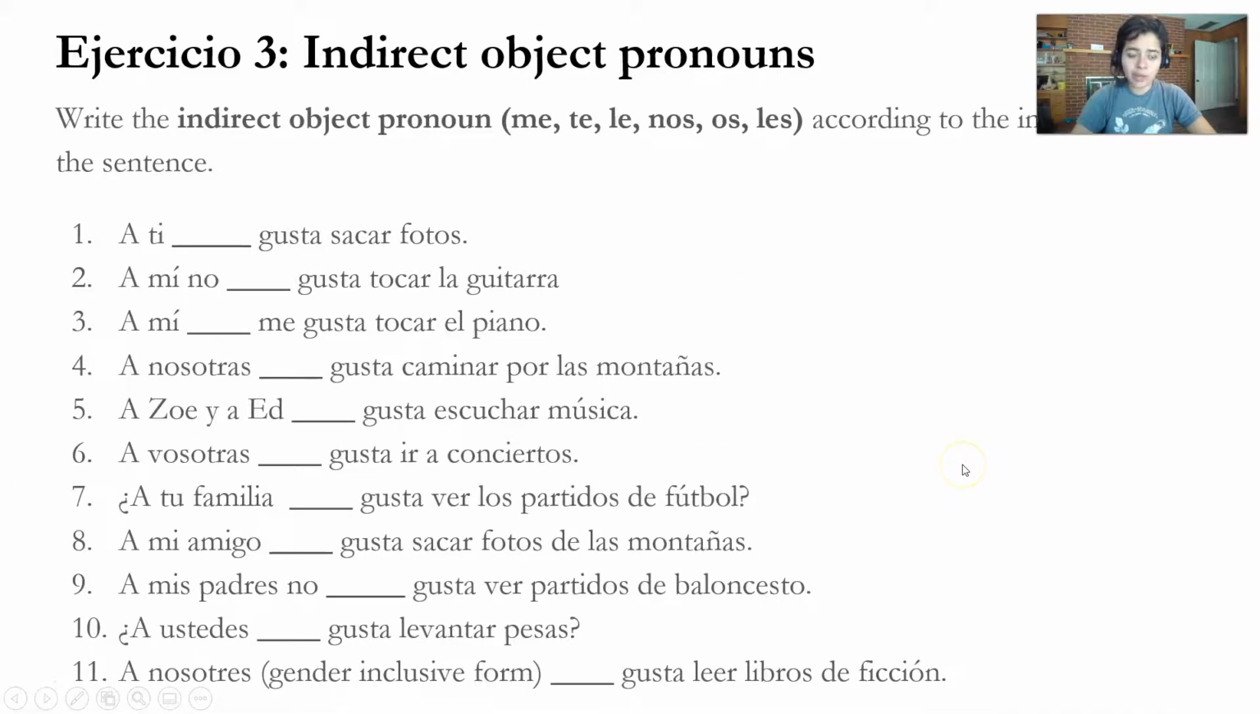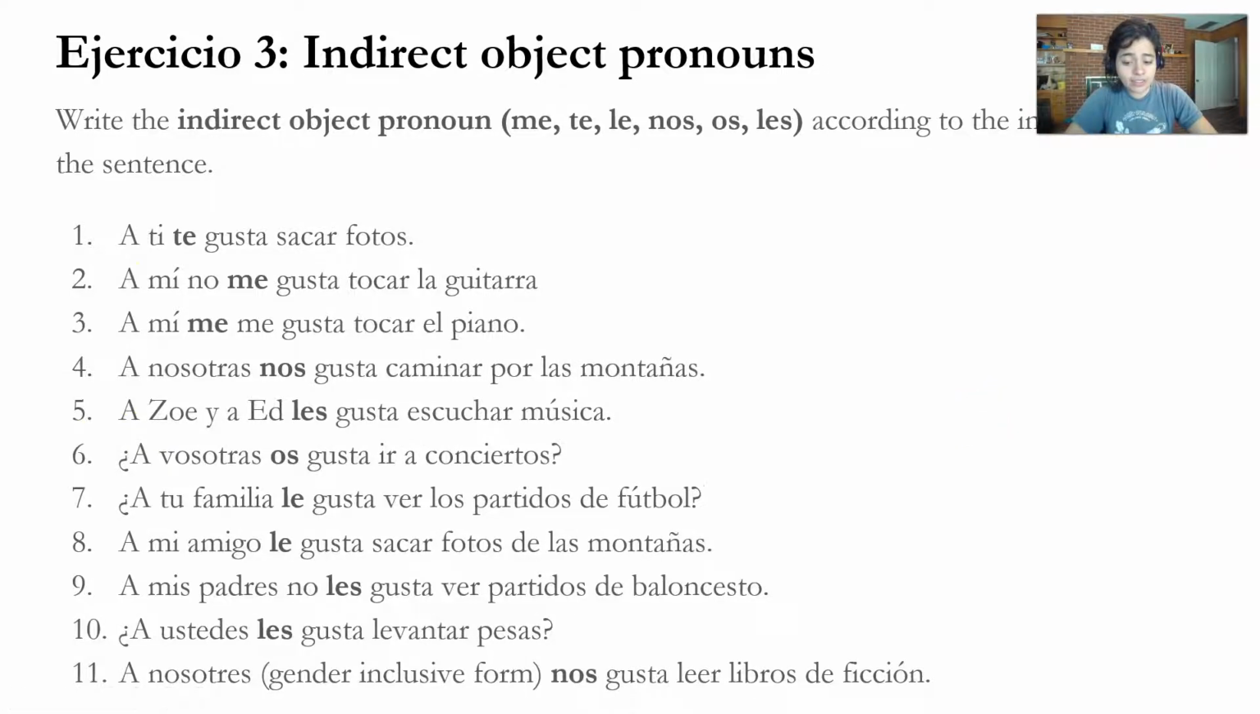Okay, and we're going to do a practice of this. Write the indirect object pronoun according to the information in the sentence. So here you have the information: a ti, a mí, a nosotras, and so on. And here you can check your answers.